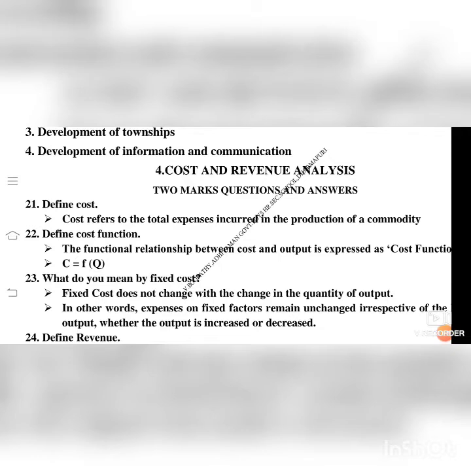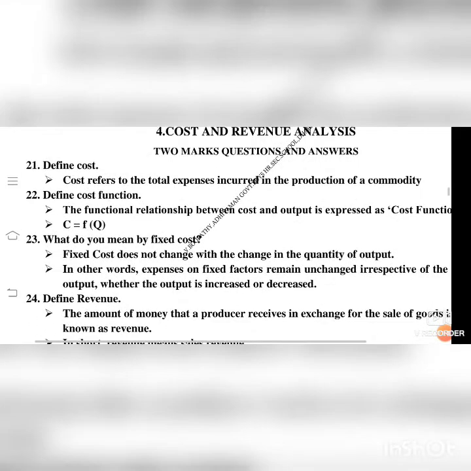What do you mean by fixed cost? Fixed cost does not change with the change in the quantity of output. That means it is fixed. The cost is fixed and the output also is fixed. Output means the profit in economics. In other words, expenses on fixed factors remain unchanged irrespective of the output. What are the fixed factors? The land, labor, capital are the fixed factors. Remain unchanged irrespective of the output. So when these factors are joined together, the output also will be the same, whether the output is increased or decreased.